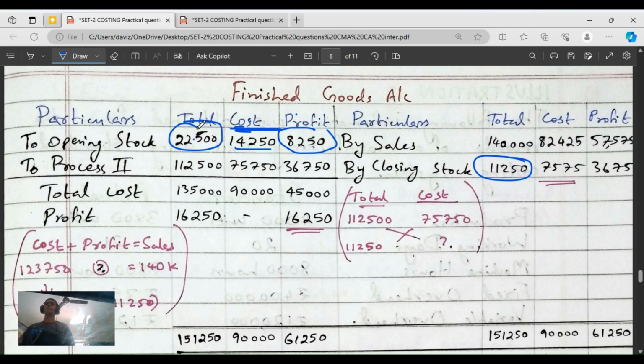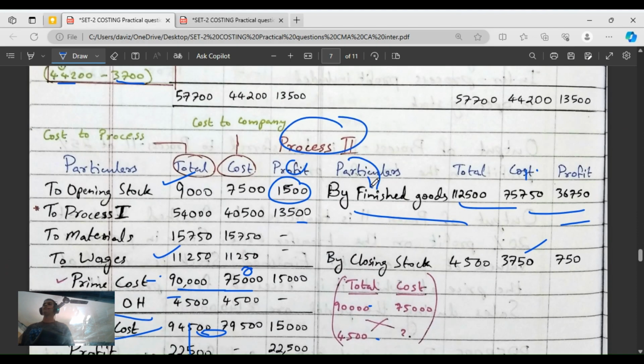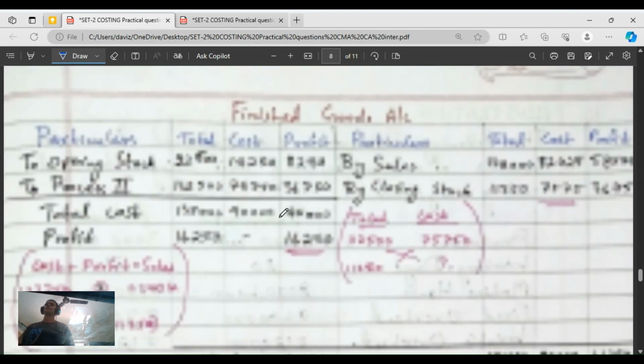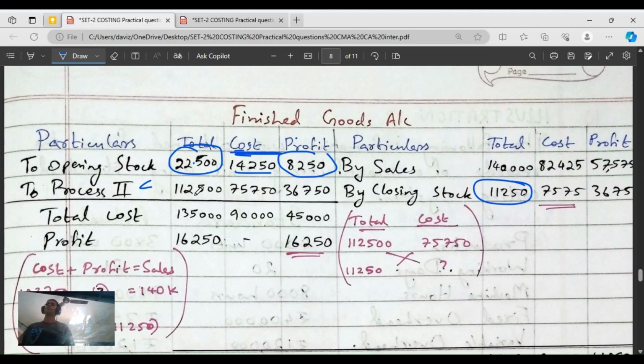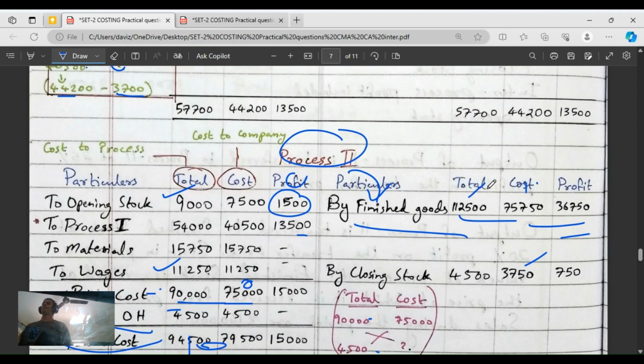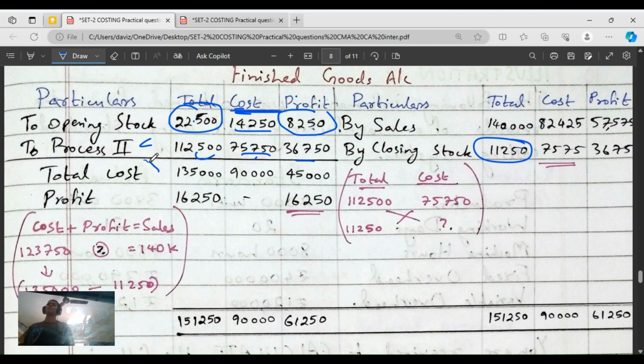Then from process 2, we transferred to finished goods. That will appear here. By process 2 we got 1,12,500, 75,750, 36,750. Okay, the total cost is 1,35,000, 90,000, 45,000. So we have to find the profit.